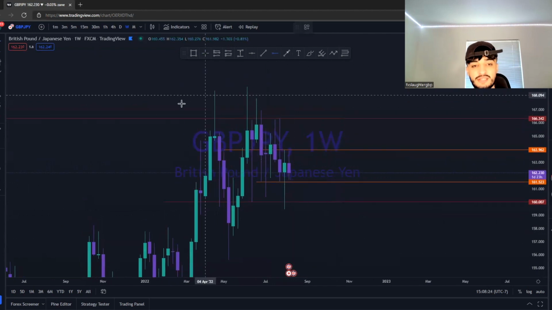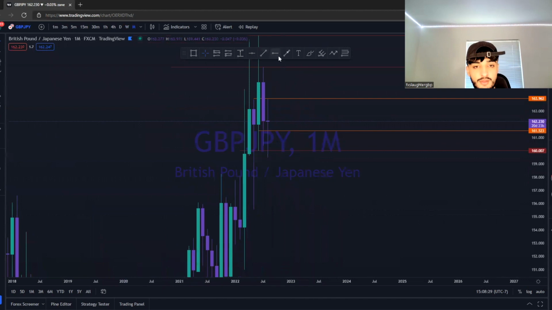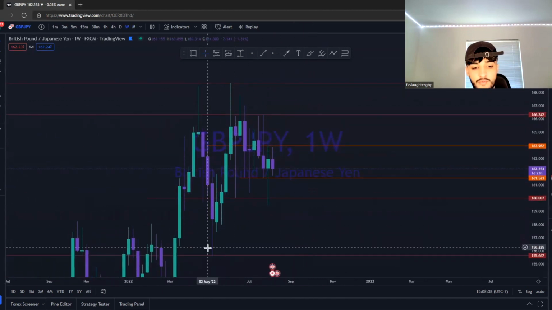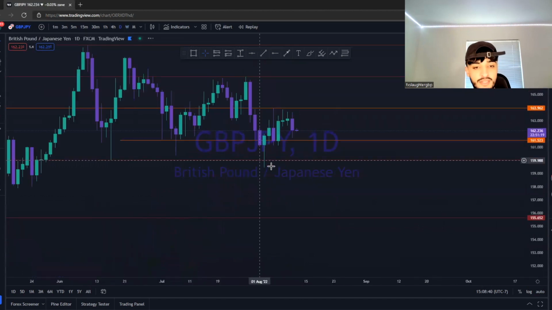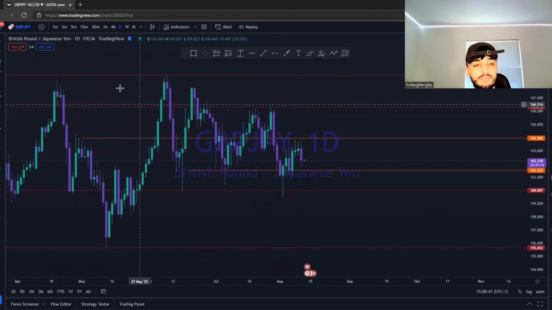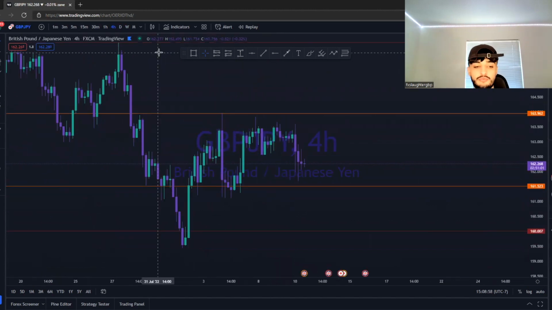So monthly highs here and monthly low is the same thing. Weekly high, weekly low. Daily low, daily high. So far for our major zones, we have all our major zones marked up. And now we're changing it to the 4-hour time frame.